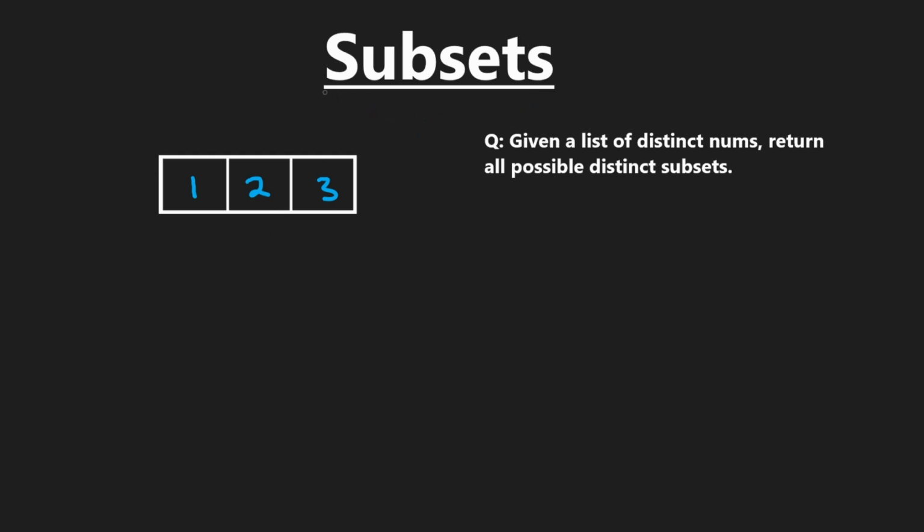So subsets is the simplest one. We'll also be going over combinations and permutations. But to start with subsets, suppose we're given a list of distinct numbers. That's important here. And we want to return all possible distinct subsets.